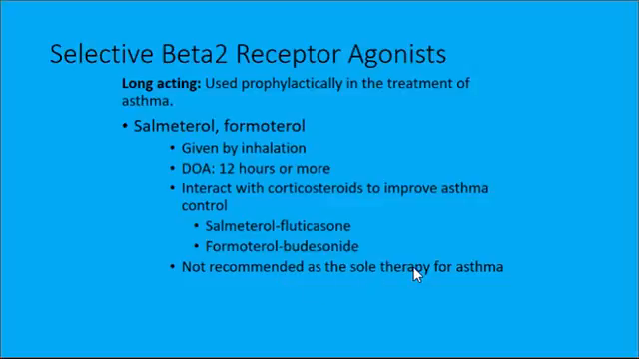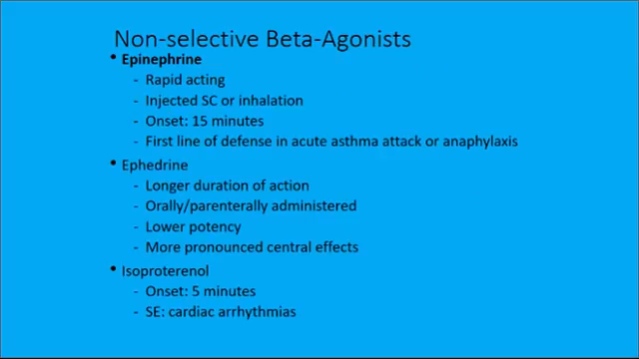And not recommended as a sole therapy for asthma. There's multiple factors triggering asthma, so other medicines can get added in, and that's beyond what you need to know at this point. Non-selective beta agonists. These were mentioned in a previous lecture talking about the epinephrine. I don't think we talked about isoproterenol. These medicines are given subcutaneously or intramuscularly. Epinephrine has a very rapid onset and a very short duration.